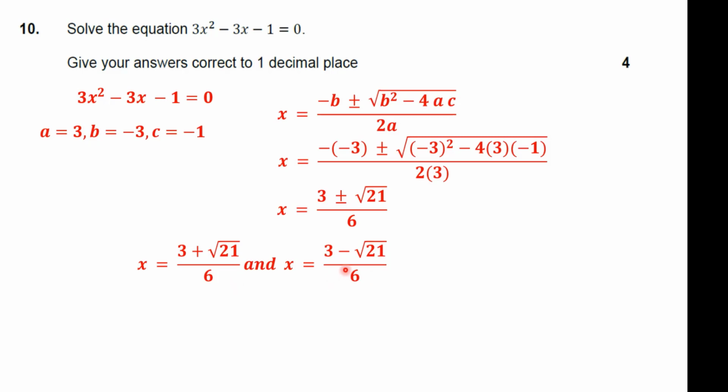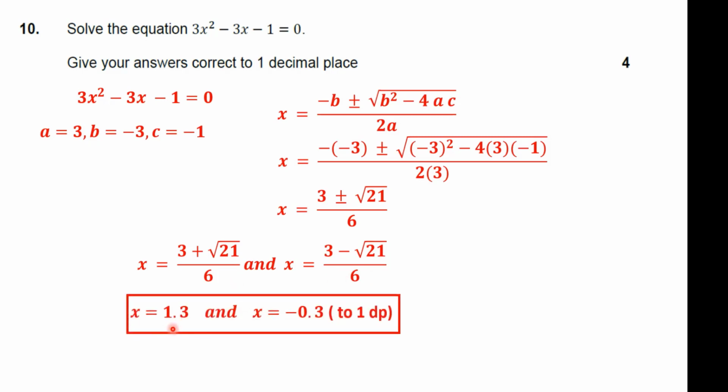Calculator for this, calculator for that. You get 2 answers to 1 decimal place, because it says so in the question. 1 decimal place, 1.3 and negative 0.3. 4 marks.